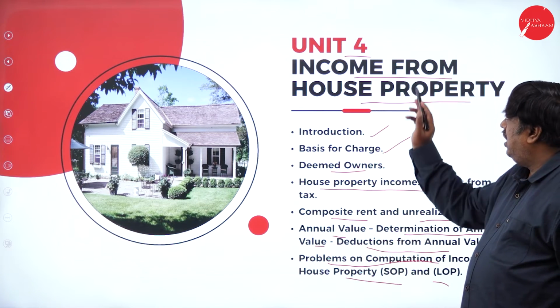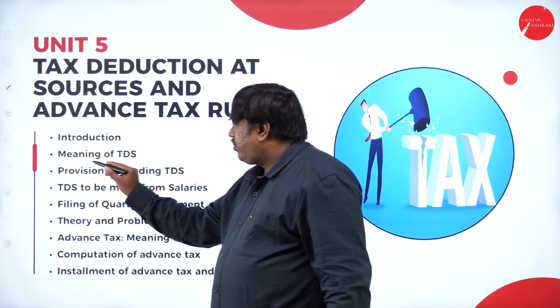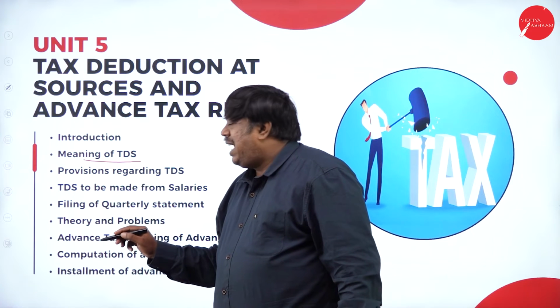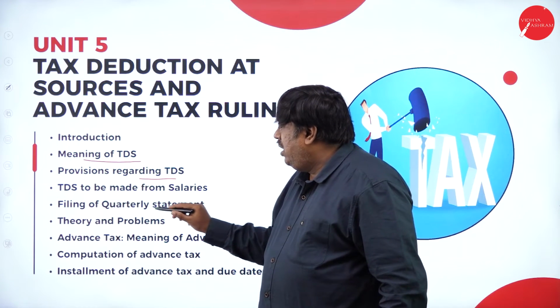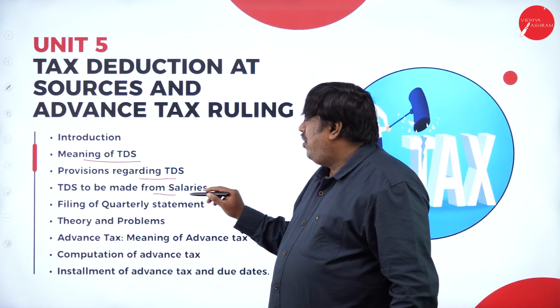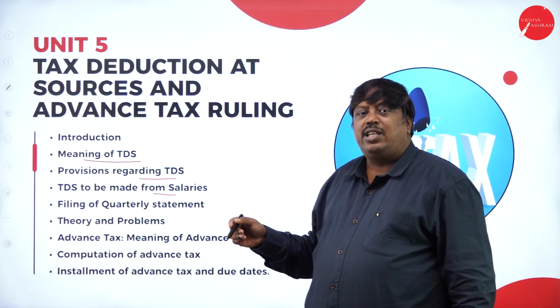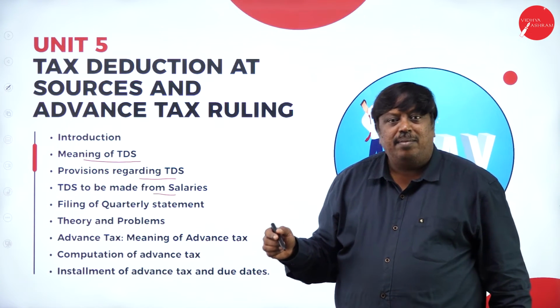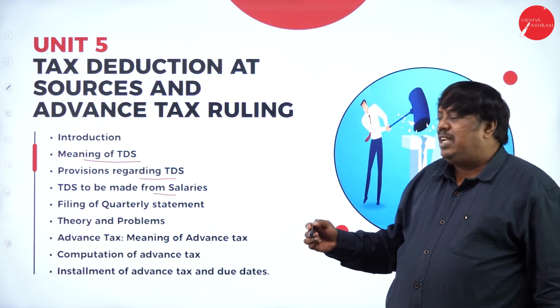Both will be discussed in this concept. And the last unit we have here is the meaning of TDS, tax deducted at source, and what provisions are there for that. TDS is to be made from the salaries; tax should be deducted from the salary every month and paid. The employee can claim the amount if it is not coming under the slab rate of the income.